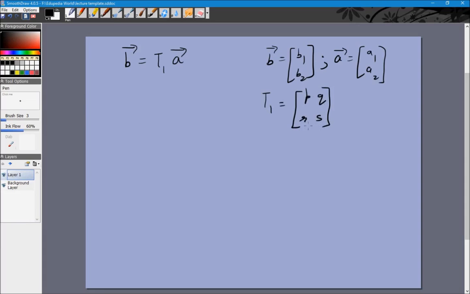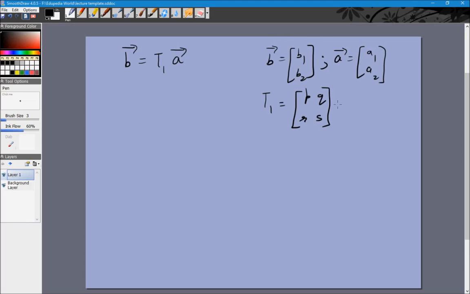So for this transformation, let's say P was 2 and S was 2. Then B1 would be 2 times A1 and B2 would be 2 times A2. Right. So it would remain the same. It would just be multiplied by 2. So we see that linear transformations indeed can be represented by matrices.